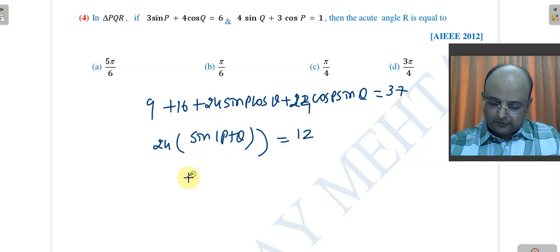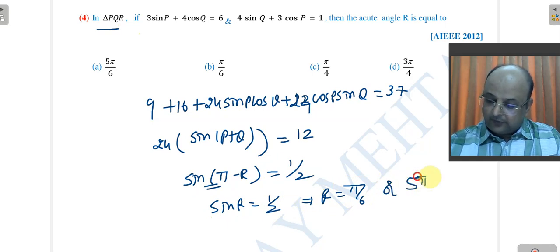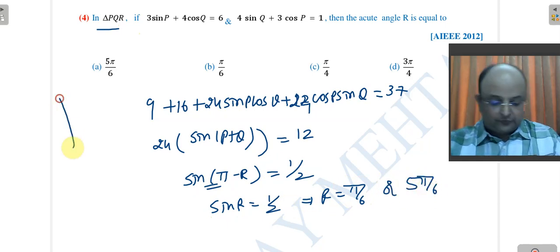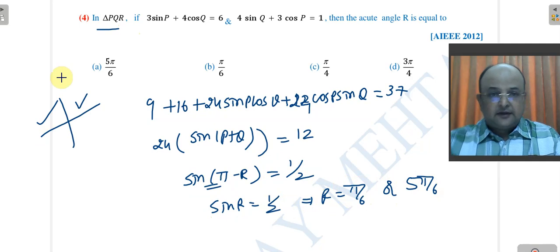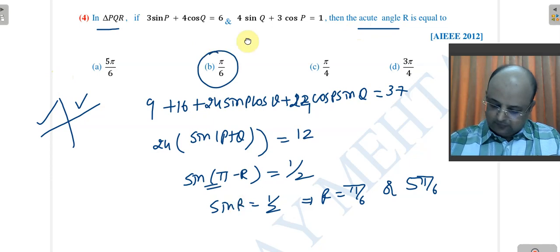So sin of P plus Q, which is sin of pi minus R because we are in triangle PQR, is 1 by 2. Sin of pi minus R is sin R. Sin R is 1 by 2, meaning R is either pi by 6 or 5 pi by 6. You know that in the first quadrant sin is positive as well as in the second quadrant. But here the angle is acute, so I go for pi by 6.